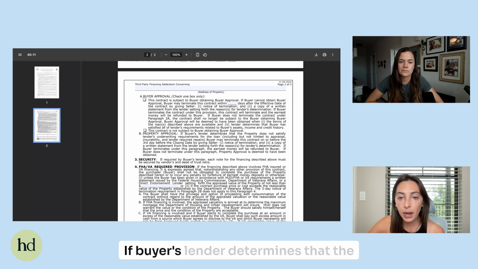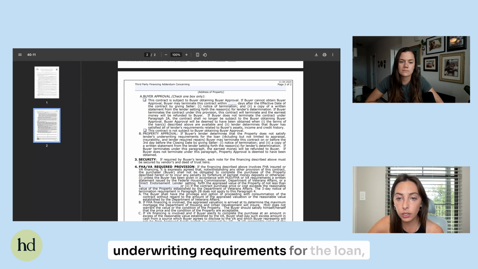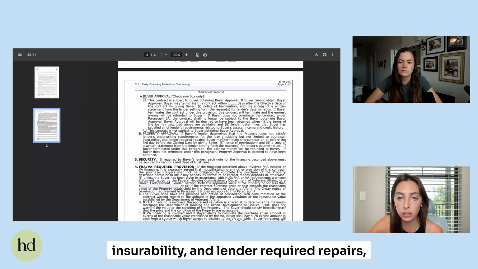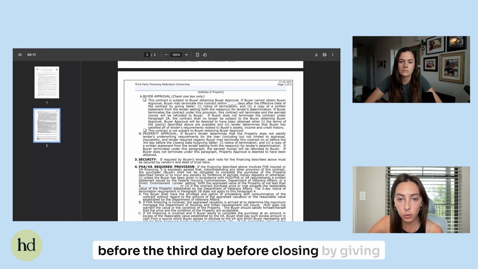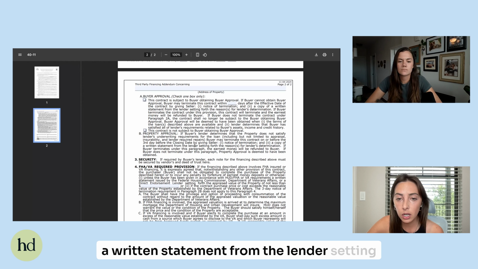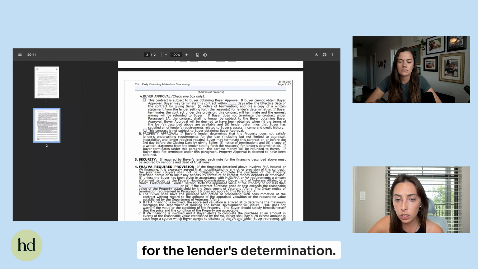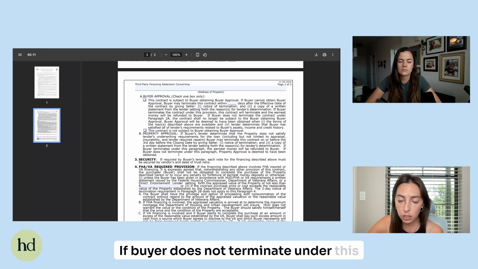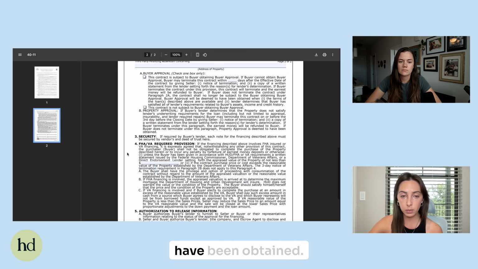Property approval. If buyer's lender determines that the property does not satisfy lender's underwriting requirements for the loan, including but not limited to appraisal, insurability, and lender required repairs, buyer may terminate this contract on or before the third day before closing by giving the seller notice of termination and copy of a written statement from the lender setting forth the reasons for the lender's determination. If buyer terminates under this paragraph, the earnest money will be refunded to the buyer. If buyer does not terminate under this paragraph, property approval is deemed to have been obtained.